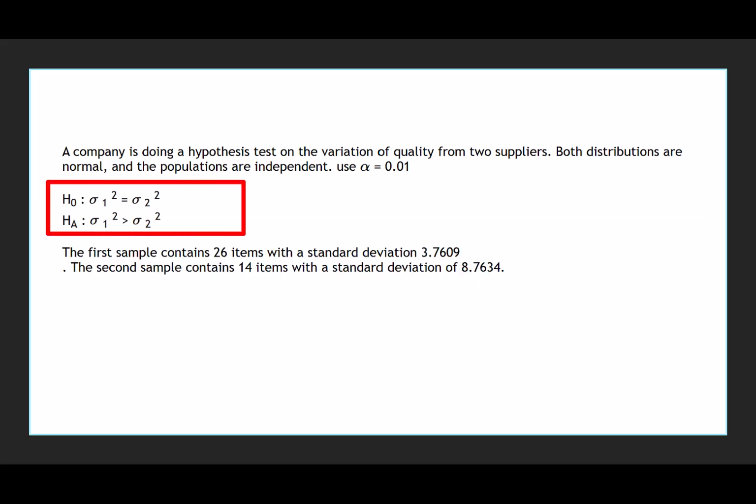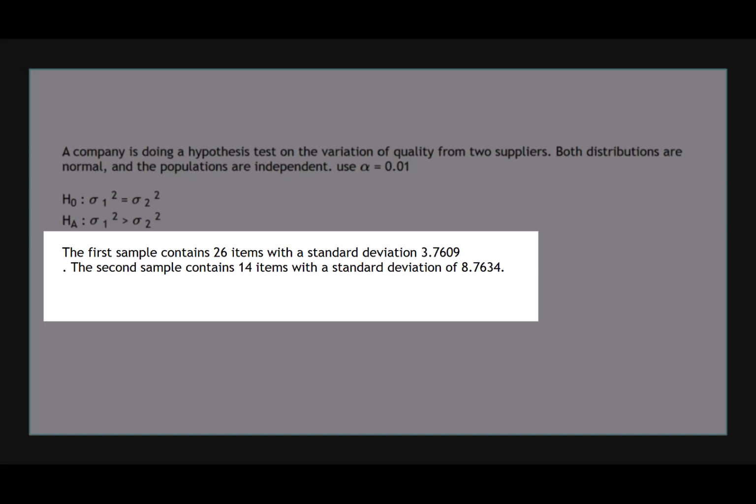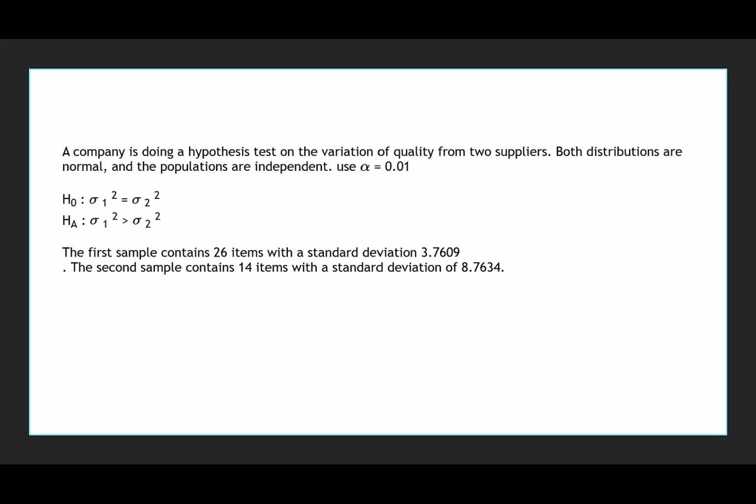Our null hypothesis is that the variances are equal. Then our alternative hypothesis is sigma 1 squared is greater than sigma 2 squared. We have two samples. The first sample has 26 items with a standard deviation of 3.7609. The second sample contains 14 items with a standard deviation of 8.7634. Don't let the wording confuse you.